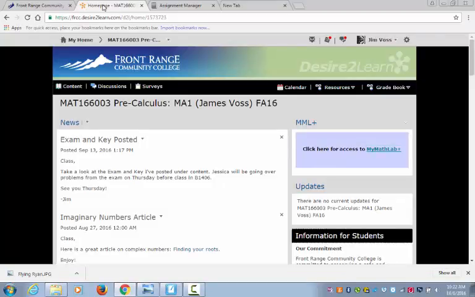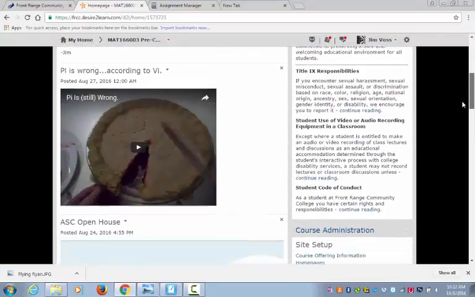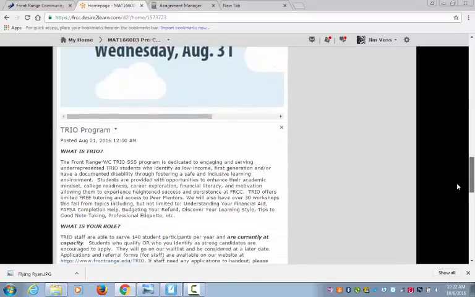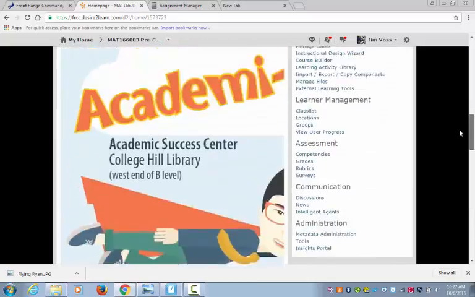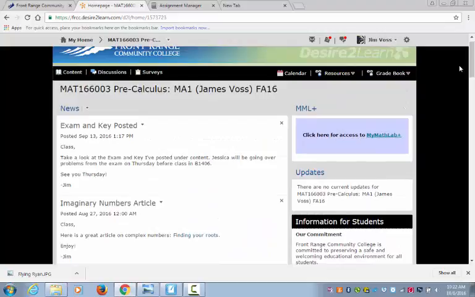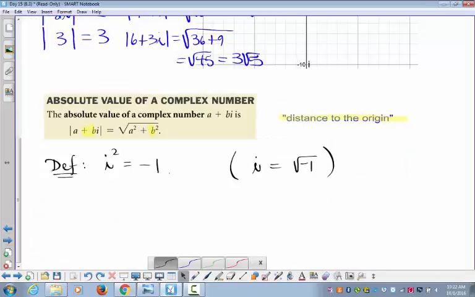I think, did I release something? I had a news item about complex numbers. I don't know if I released it yet. I'll take a look and make sure I release it. It's a good article on applications using i, essentially.